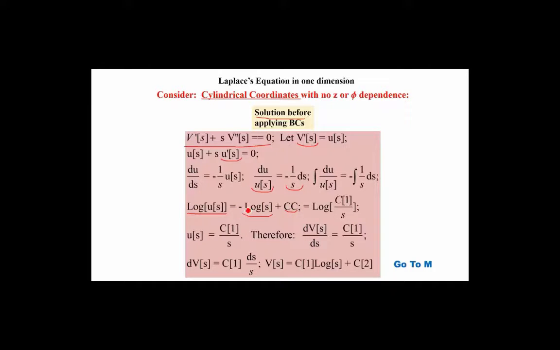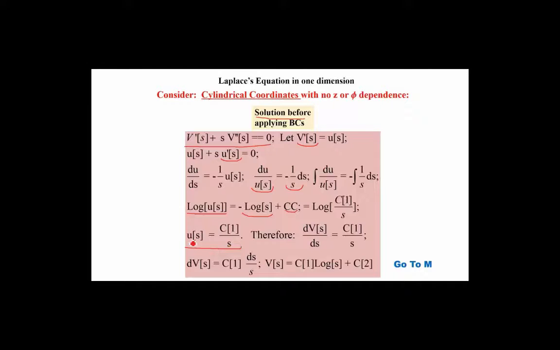And so we can represent this as a product, the log of this C1, which is what we're going to call the log quantity here. So this is the log of C1 minus the log of s, which means the ratio of C1 divided by s. Okay, so now we've got the log of this quantity equaling the log of this quantity, which means this quantity equals this quantity. And so that's what we have here. u of s is equal to C1 divided by s.